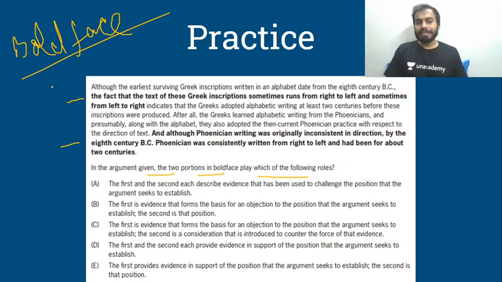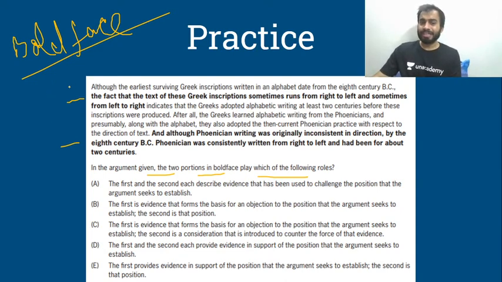Although the earliest surviving Greek inscriptions written in an alphabet date from the 8th century BC, the fact that the text of these Greek inscriptions sometimes runs from right to left and sometimes from left to right indicates that the Greeks adopted alphabetic writing at least 2 centuries before these inscriptions were produced. Very very important, guys. What is the first line telling you?